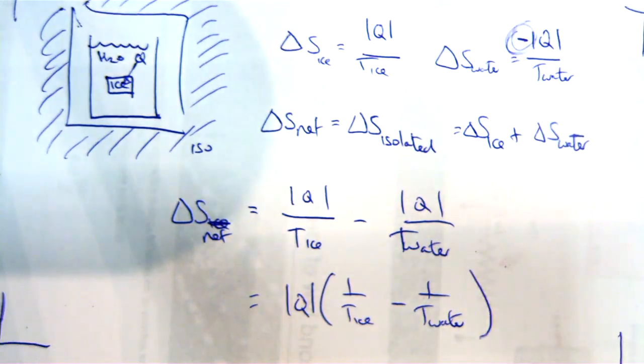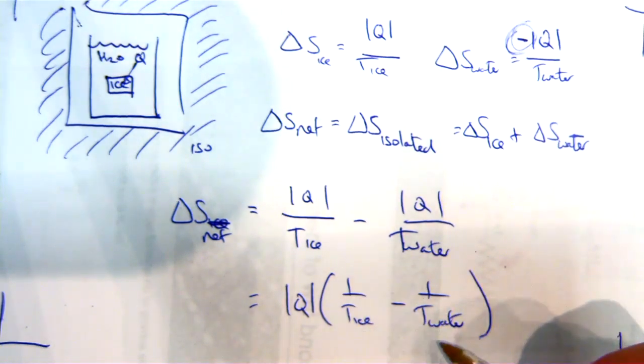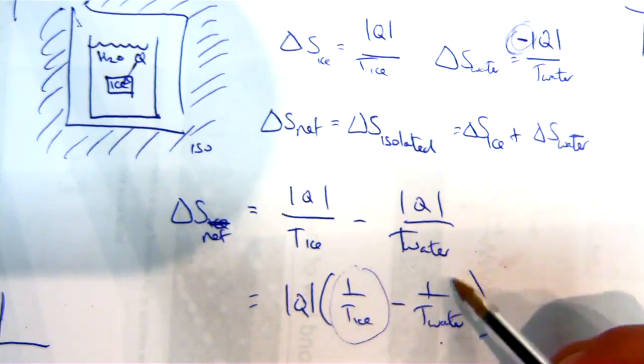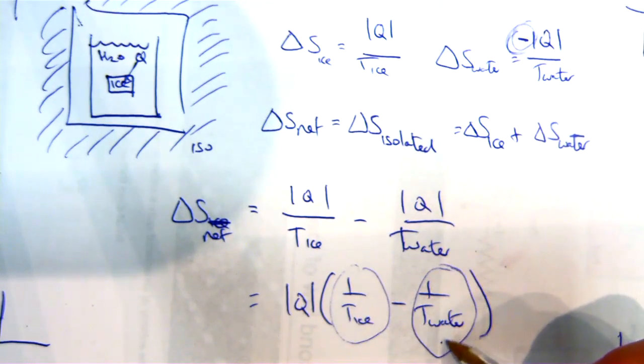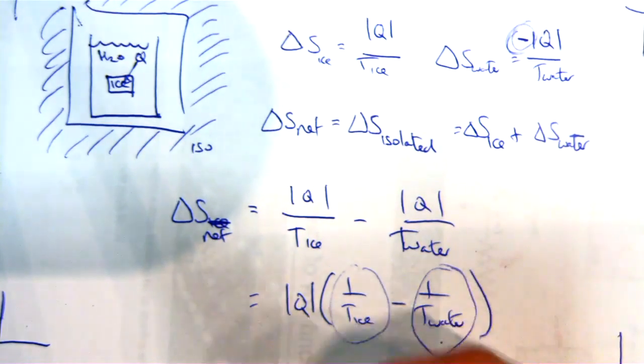What I'm going to do is say my ice cube was cold ice and it's beginning to melt, and my water is a little bit above the temperature. 1 over T ice minus 1 over T water. This is a small number, this is a big number, which means that this is a big number and this is a small number. Big number minus a small number is positive.